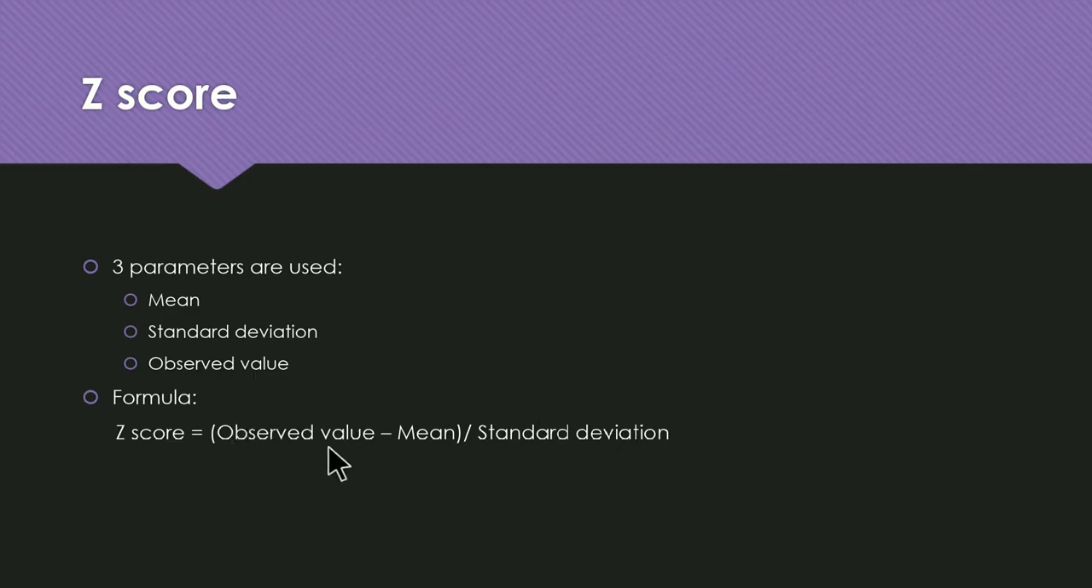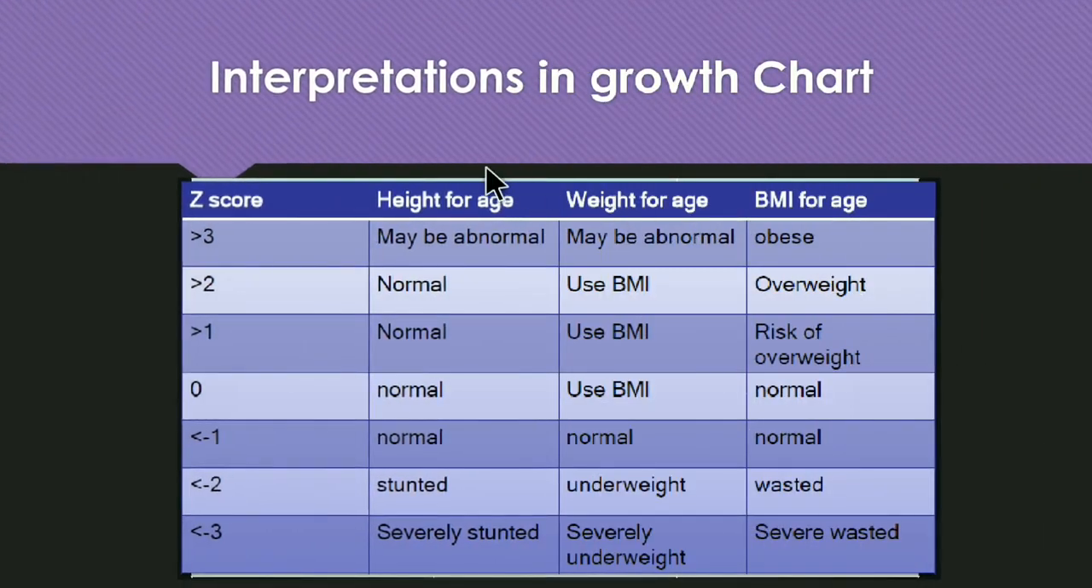Whenever the observed value of the child is more than the mean, that means the average, the Z-score will be positive, that means the growth of the child is normal. But if the observed value of the child is less than the average or mean, then the Z-score will be negative, that means the child is having growth retardation. So that is the importance of this formula, and that is how we understand this table.